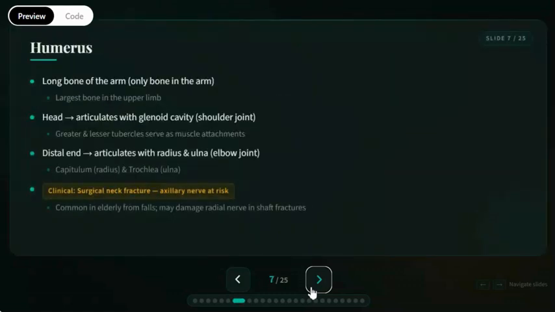6. Humerus. The humerus is the long bone of the arm. It consists of proximal end, head, shaft, distal end. The head of the humerus articulates with the scapula at the shoulder joint, forming a ball and socket joint. Clinically, fractures of the surgical neck of the humerus may injure the axillary nerve, leading to deltoid muscle weakness.